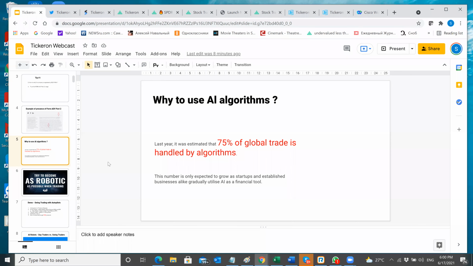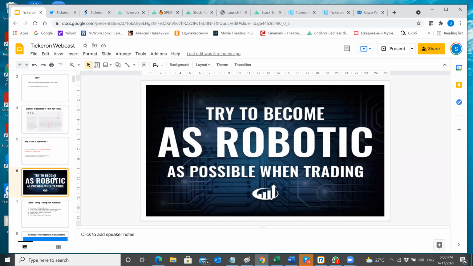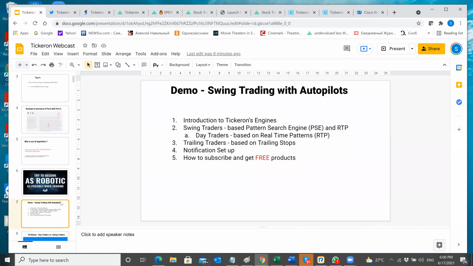So while you are here, you like AI, you like algorithmic trading, and what we do, we build robots, because I found in one of the other classes that advisors try to be as robotic as possible when trading, but then we went ahead and just created robots. Okay, that's what I'm going to show you, how to use a robot for swing trading, and then also show you the feature called Autopilot.